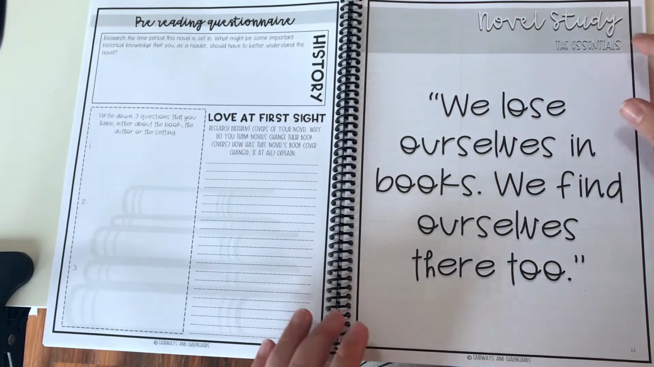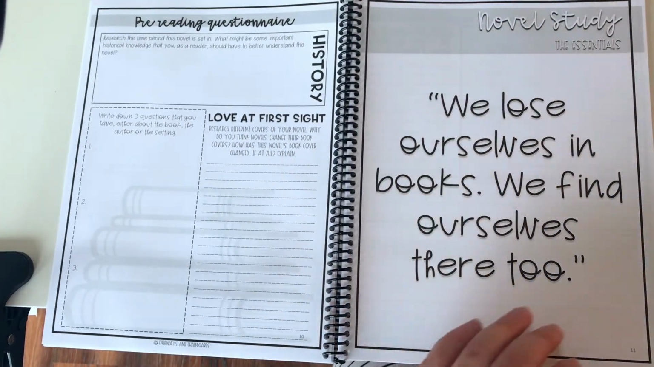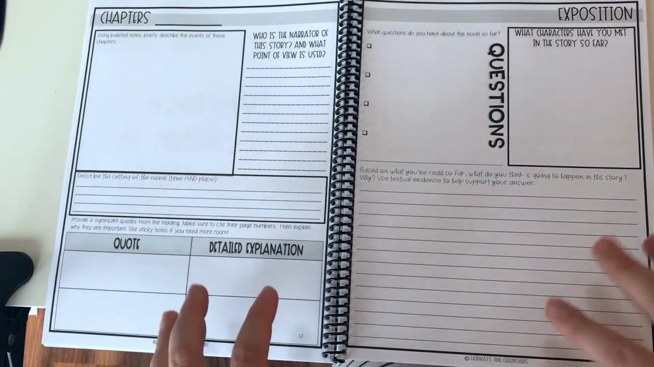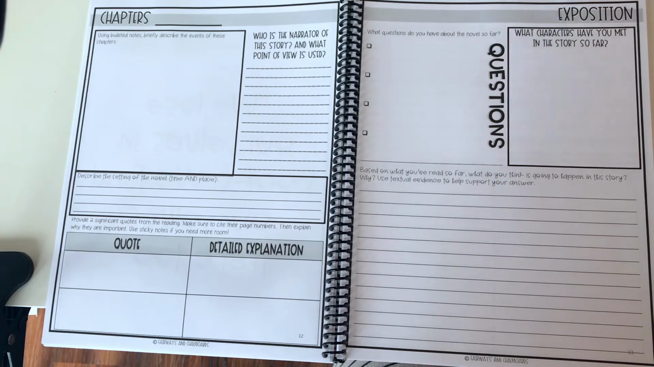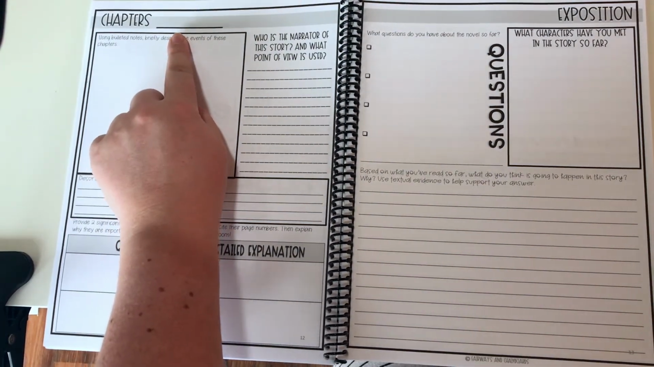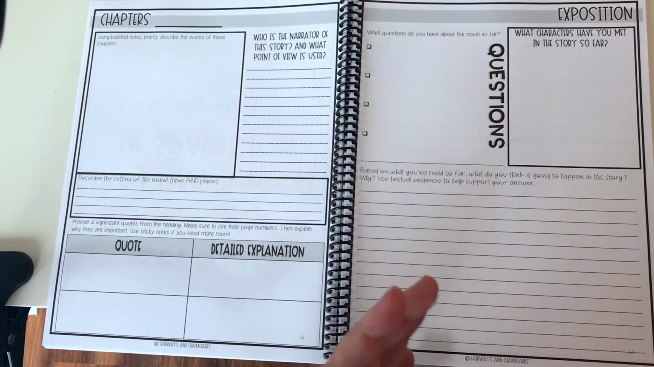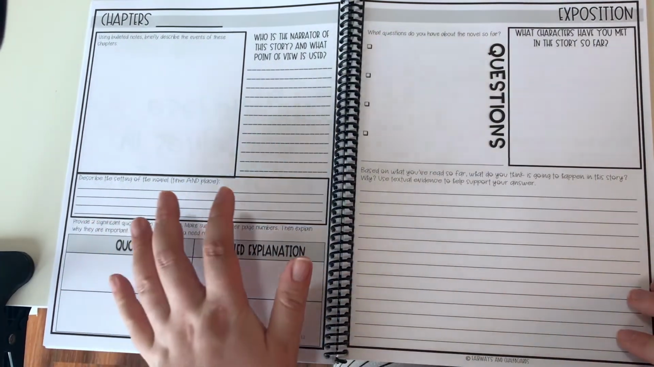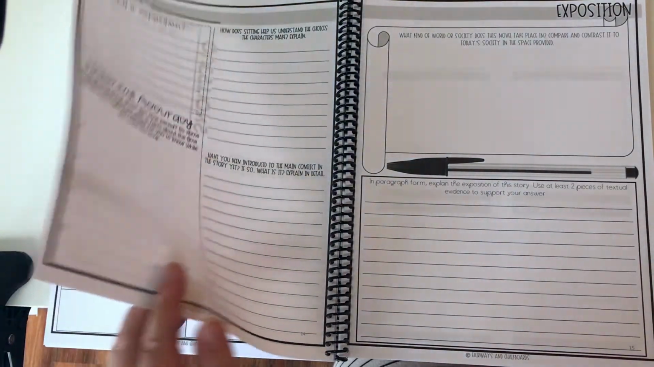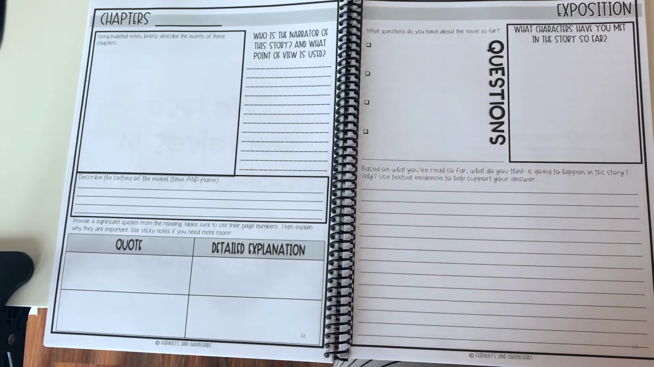Then we go into the actual novel study, which is the essentials. To go with the reading schedule, I've broken this down in terms of the stages of plot. The first one is exposition, and you need to determine what chapters the kids are going to be reading in order to answer these questions. Does that make sense? The exposition section is four pages of different basic comprehension questions that will align with any novel you are reading in class.